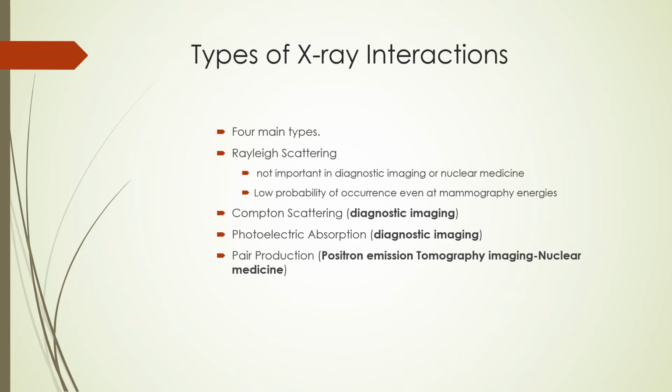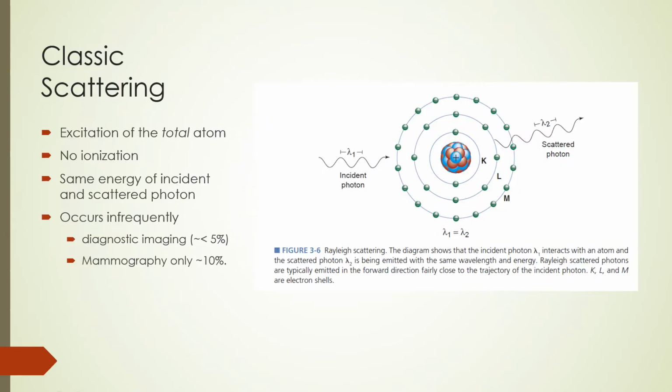Let's start by looking at Rayleigh scattering next. Rayleigh scattering is also called classical scattering and involves the excitation of the total atom. There is no ionization. After Rayleigh scattering, there is essentially no difference in energy between the incident and scattered photon. This type of scattering occurs infrequently in diagnostic imaging. It is less than 5% of all interactions at say 70 keV. At about 30 keV, as in mammography, only 10% of interactions are Rayleigh scattering.